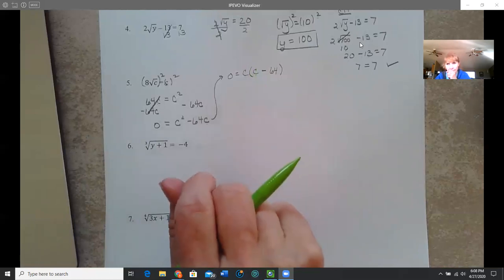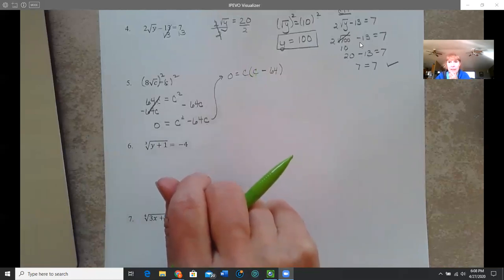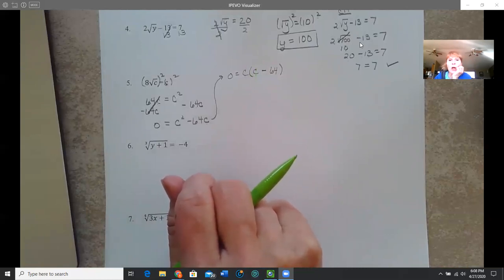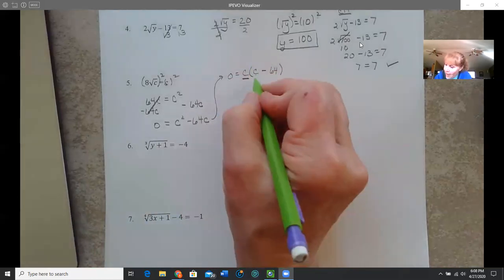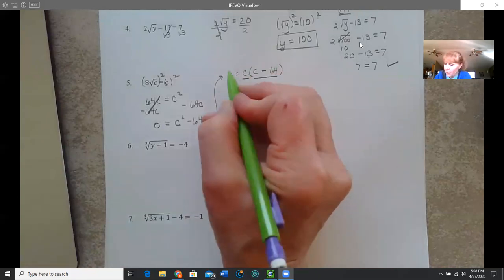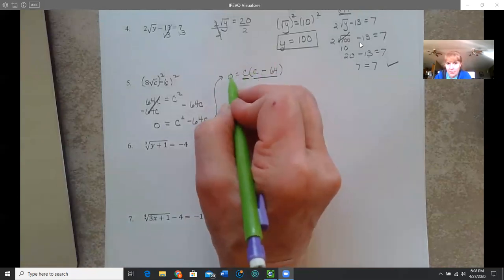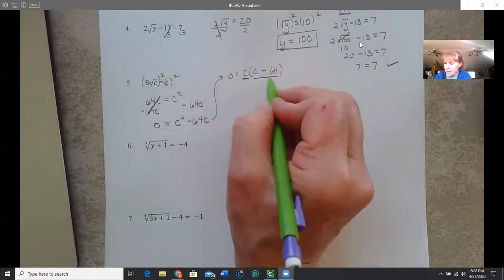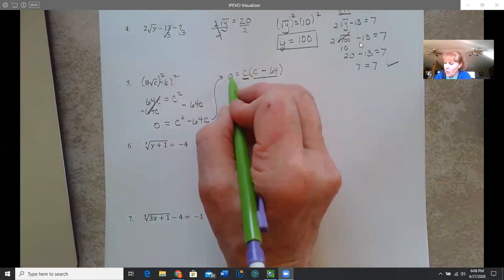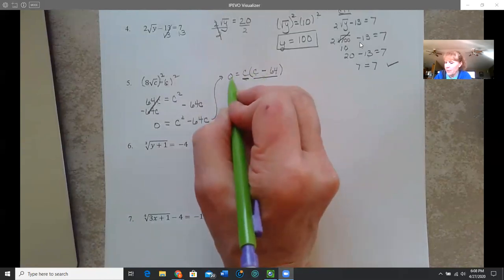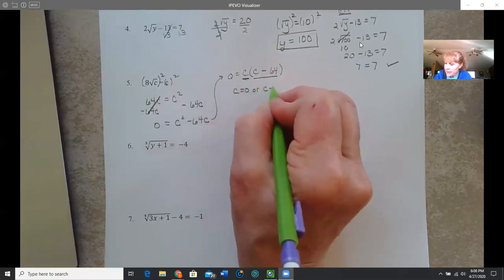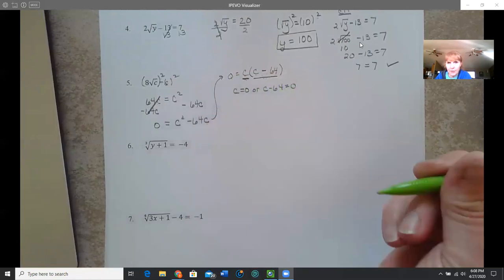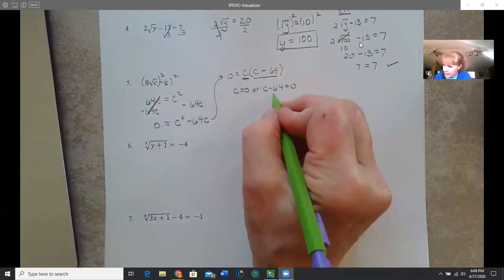So using the zero property principle means that either this has to be 0, that number, or that number has to be 0 in order to take a number times something to get to 0. One of those has to be 0. 0 times a number is 0, or a number times 0 is 0. So either c equals 0 or c minus 64 equals 0. Great review.